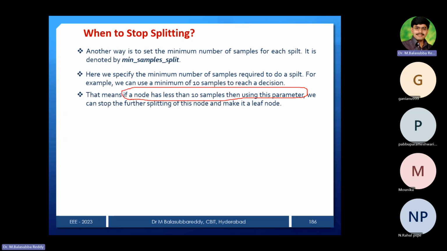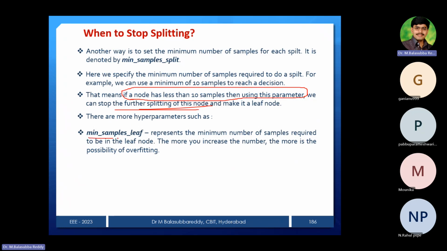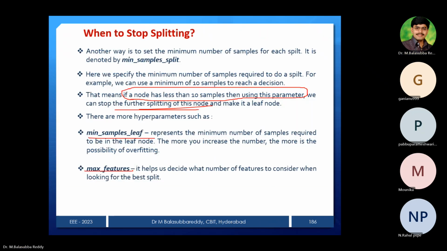So if the node has 10 samples in that particular feature, if it is less than 10 samples, then using this parameter, we can stop further splitting the node. That is the condition. There are more hyperparameters such as min_samples_leaf and max_features that you can use. The min_samples_leaf represents the minimum number of samples required to be in the leaf node. The more you increase the number, the higher the possibility of overfitting.